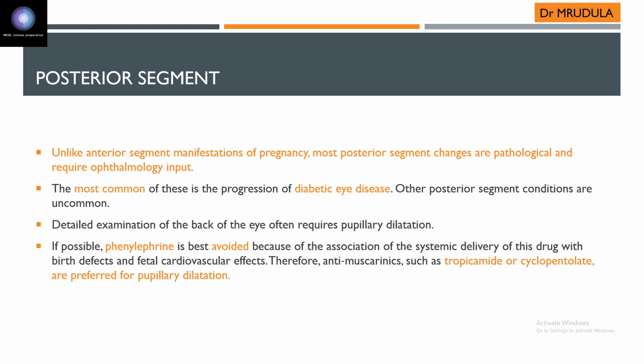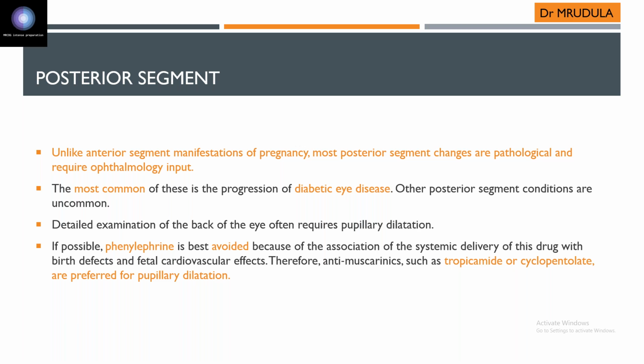The most common posterior segment disease is progression of diabetic eye disease. Other posterior segment conditions are uncommon in pregnancy. So if you are suspecting any posterior segment disease, a detailed examination of the posterior segment is required, and for this it is usually retinoscopy or fundoscopy. For that, it requires pupillary dilatation. Now for pupillary dilatation, we usually use topical medicines.